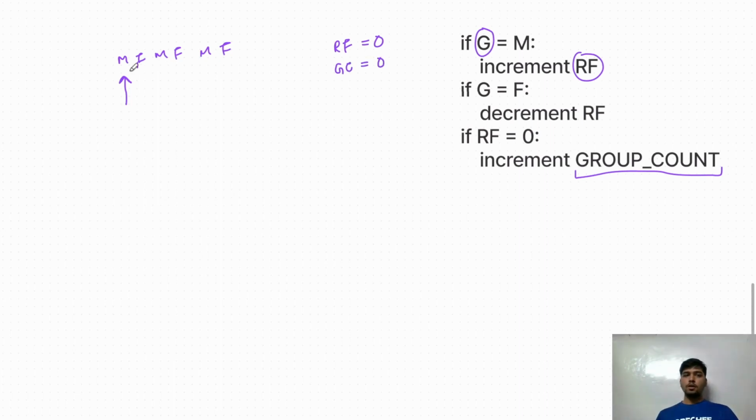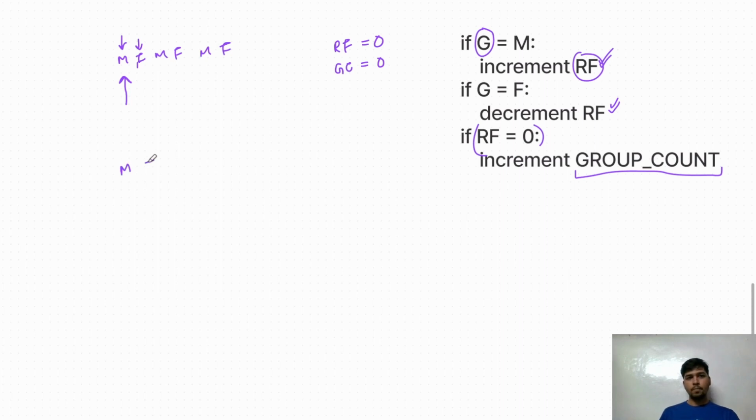As soon as we get a male, we will increment RF, that is required female, and as soon as we get a female, we will decrement required female. When this condition comes true, that required female is equal to 0, it means we are in a balanced situation: the number of males is equal to the number of females. It means at that position we can form one more group, so we'll increment group count by 1. Now let's dry run this algorithm and see if we are getting the correct result.